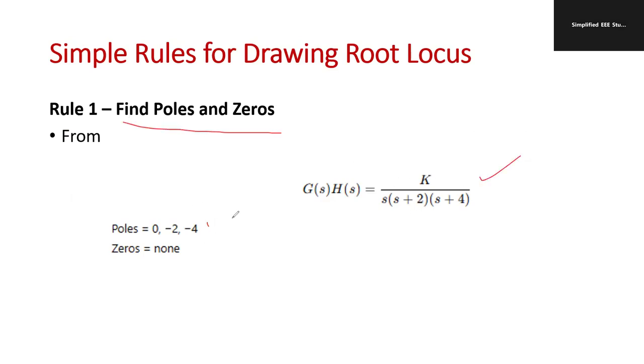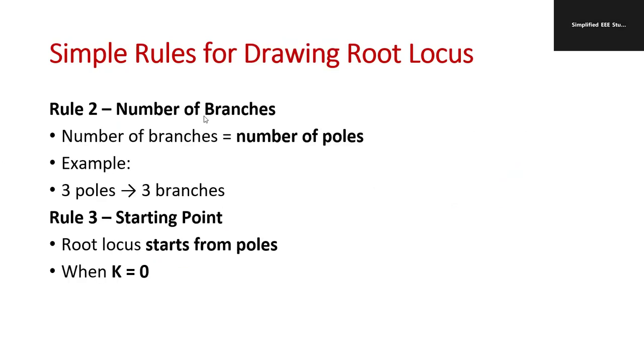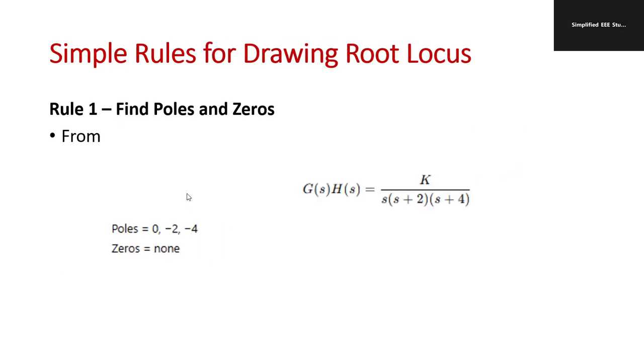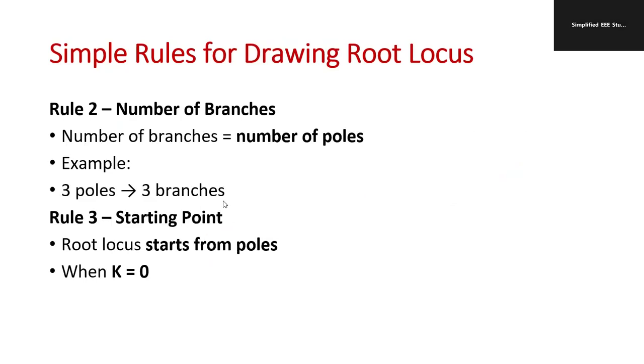First of all, you have to determine the number of poles and the number of zeros. Here it is very clear that only the denominator polynomial is available. So the roots of the denominator polynomial are 0, -2, and -4. So that's the first point we would like to notice. Second rule, the number of branches you have to calculate. The number of branches is equal to the number of poles. Since three poles exist, 0, -2, -4, there are three branches available. Third rule says identify the starting point. Root locus starts from the poles whenever k is equal to 0. So identify the starting point.